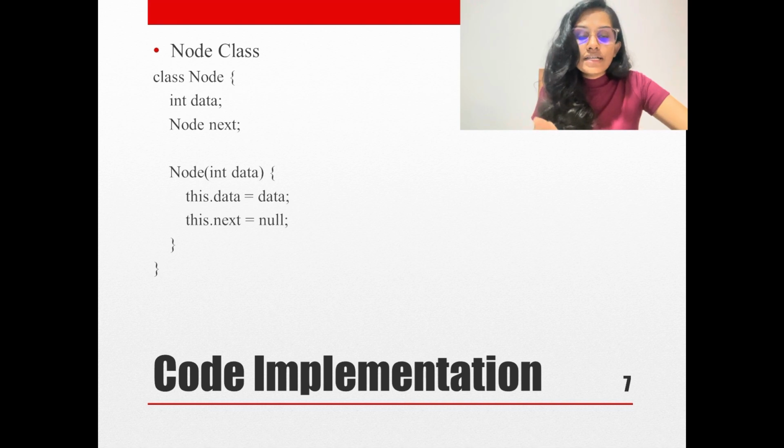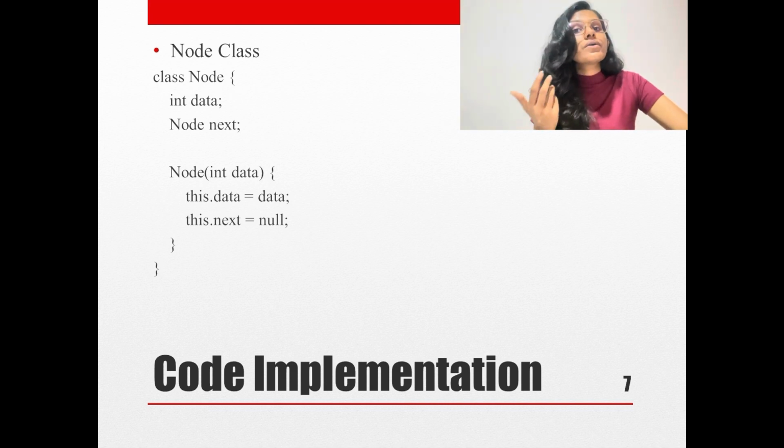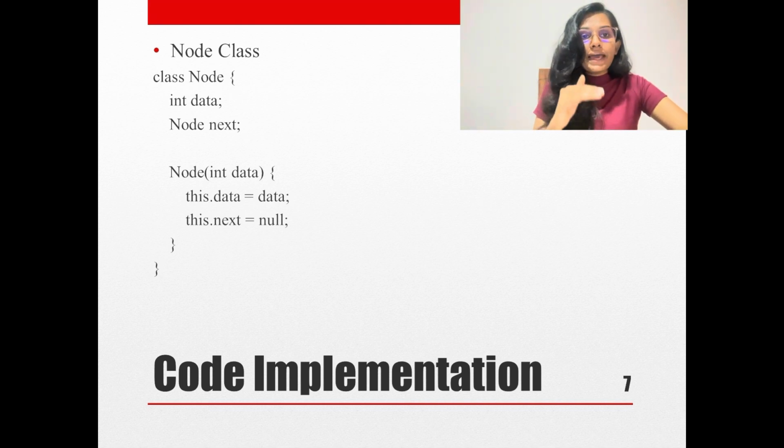So in the constructor Node, in the brackets we have shown the int data. In this constructor, we set the data and initialize next to null, because when a new node is created, it isn't connected yet. So this is the basic building block of our ListQueue.